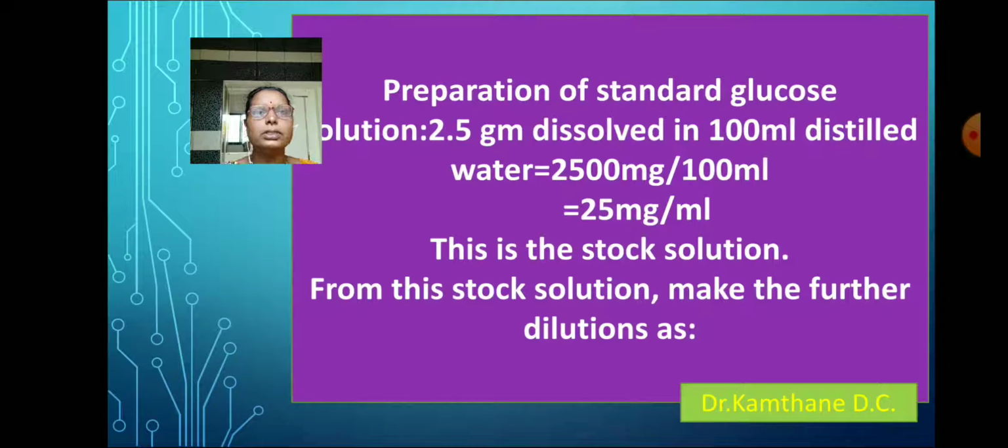Then we have to see the preparation of the standard glucose solution. For this, 2.5 gram of the sugar is dissolved in 100 ml of distilled water. 1 gram is equal to 1000 milligram. Therefore, 2.5 gram is equal to 2500 milligram dissolved in 100 ml, and this gives 25 milligram per ml of the sugar solution. This acts as the stock solution, and from this stock solution prepare the dilutions as shown in the table.